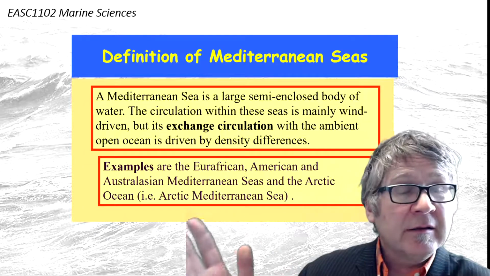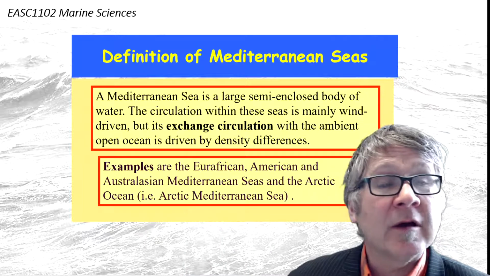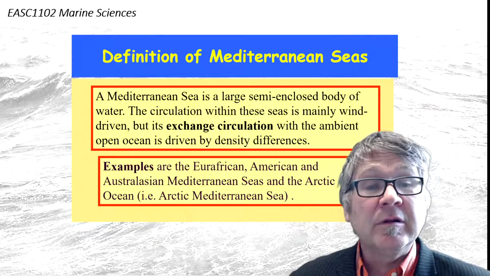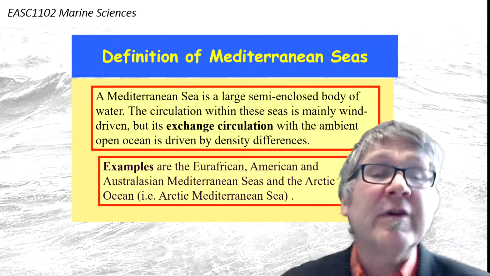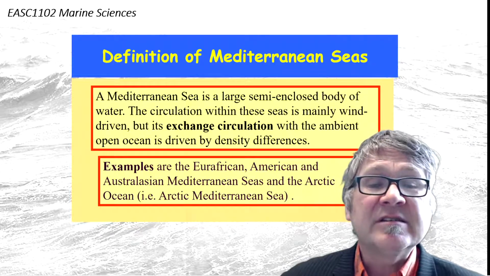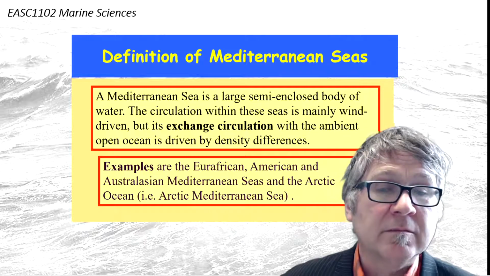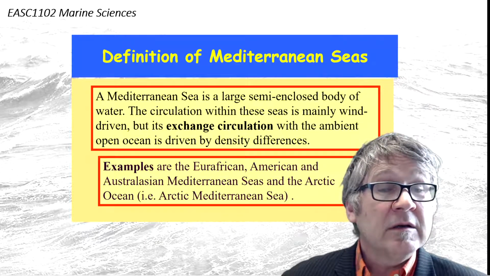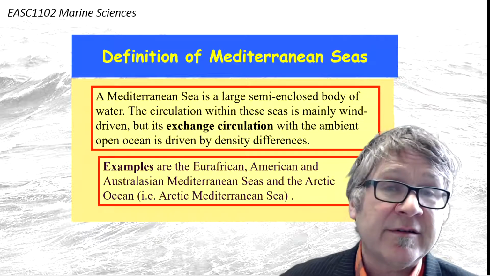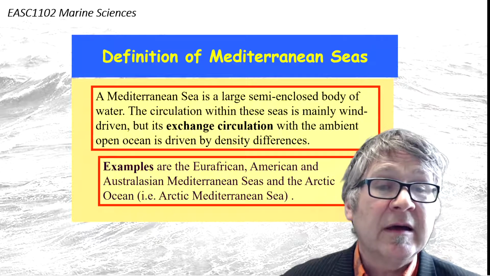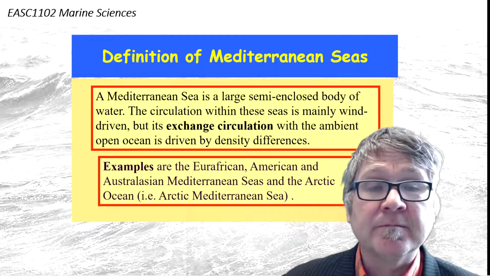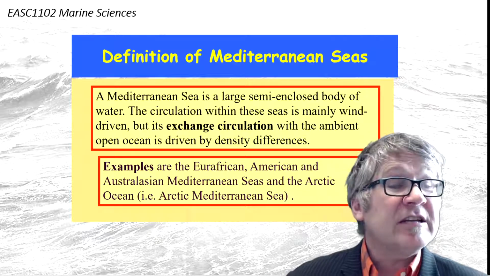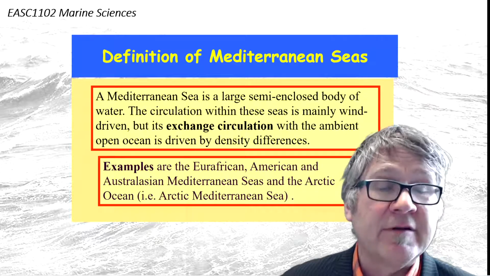I can already tell you there's more than one. We have several Mediterranean seas on Earth. A Mediterranean Sea is a large, semi-enclosed body of water, similar to estuaries, but not narrow, and can be significantly deeper. The circulation within these seas is mainly wind-driven.